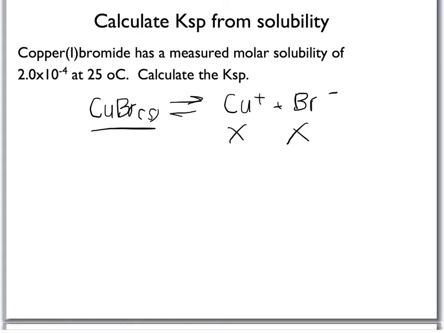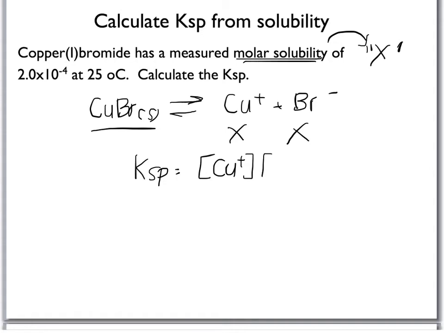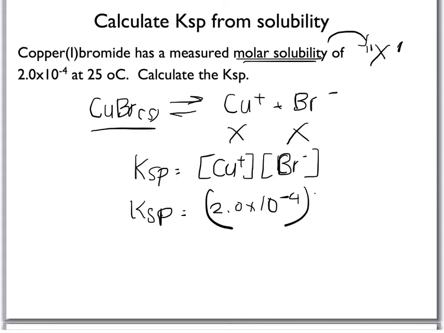So they're giving us the molar solubility. Basically, you can think of the molar solubility in terms of X, so they're giving us X here. So Ksp equals the concentration of Cu+ times the concentration of Br-, which is X times X, so Ksp equals 2.0 times 10 to the negative 4 squared. So the Ksp equals 4.0 times 10 to the negative 8.